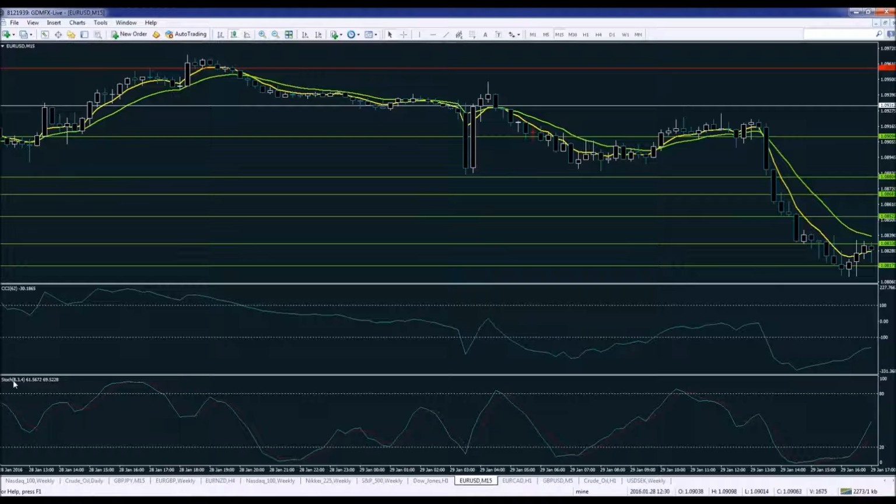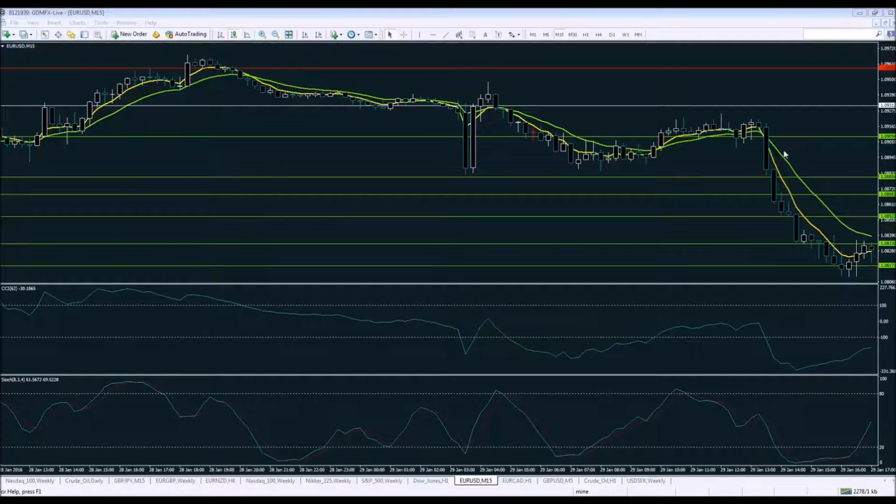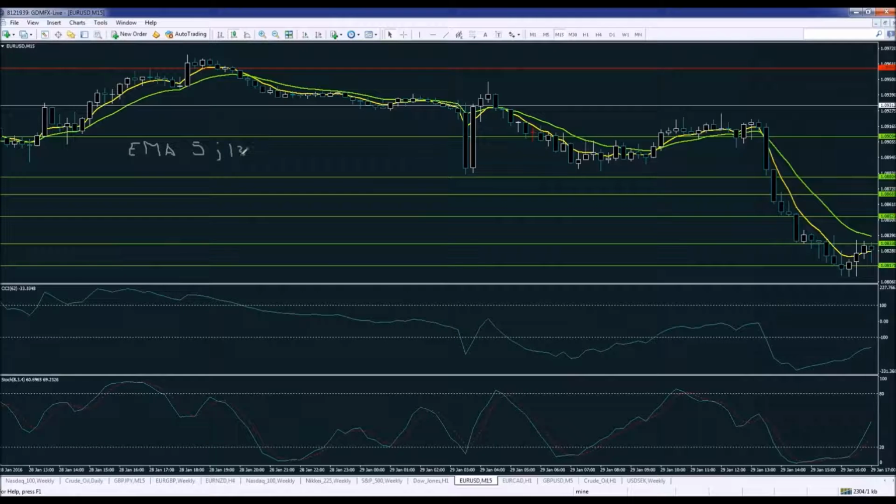As we mentioned, let's have a look at the setup one more time. We have a moving average, which is an exponential one with a period of 5, another one with a period of 13. We have a stochastic oscillator with a setup of 8, 3, 4, or you can use the 14, 3, 3.